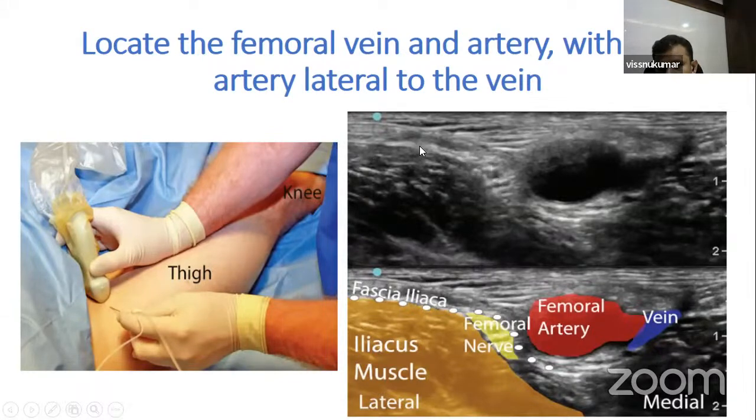It looks like a hyperechoic region with hypoechoic round-like structures, and all these round-like structures are nothing but the nerve fascicles. Okay, now what is our main aim while we are giving a femoral nerve block? We have to pierce the fascia iliaca and we have to deposit the drug below the femoral nerve or close to the femoral nerve.